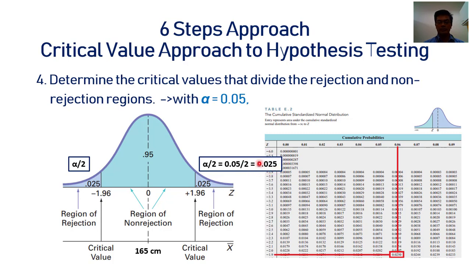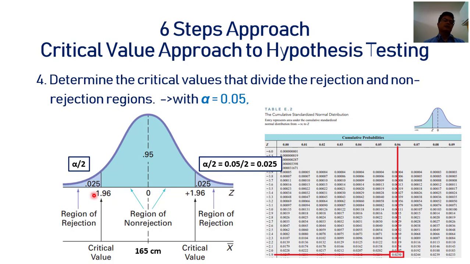z value of the specific error term. As we can see, this is 0.025. We look at the table here, 0.025, and the z value for this value will be minus 1.96. This is for the left side.